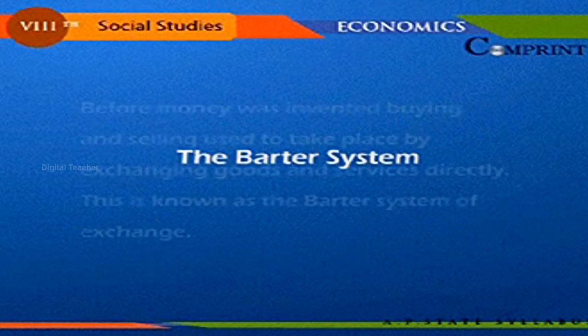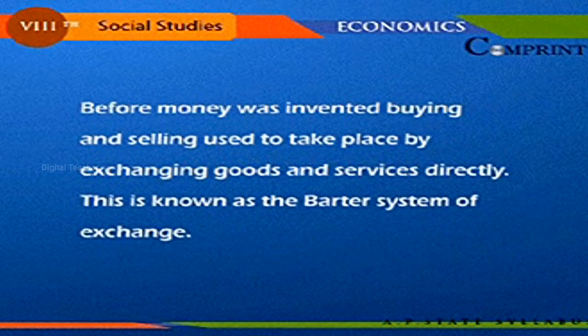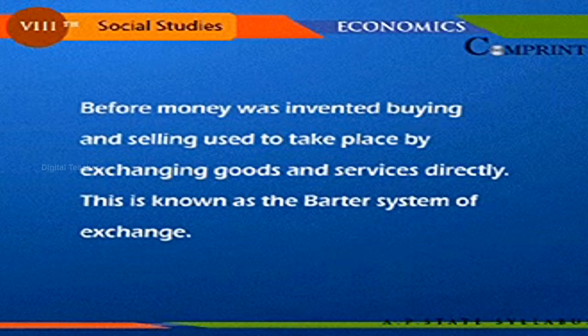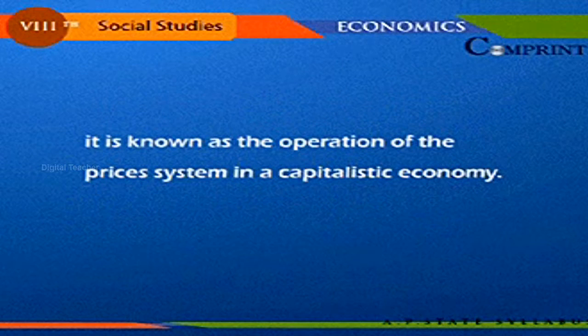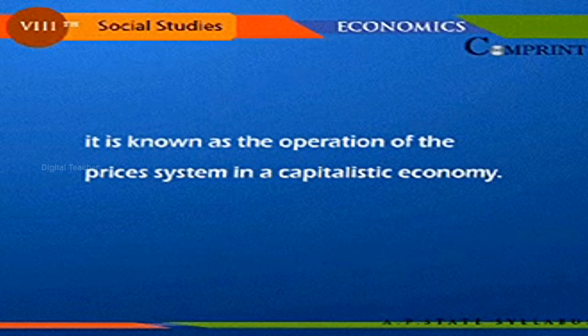The barter system. Before money was invented, buying and selling used to take place by exchanging goods and services directly. This is known as the barter system of exchange. Price system. When the price of a commodity is decided by the interaction of consumers and producers, each having the freedom to buy and sell as much as they like and each trying to get the best price for themselves, it is known as the operation of the price system in a capitalistic economy.